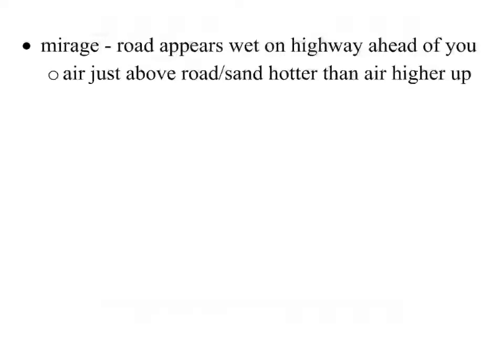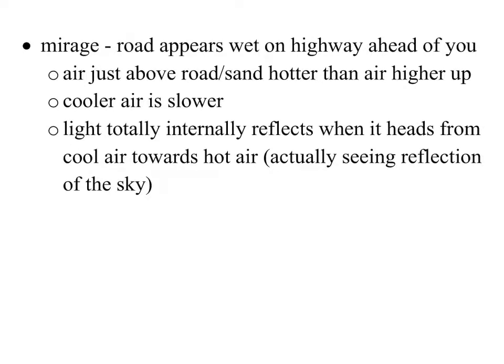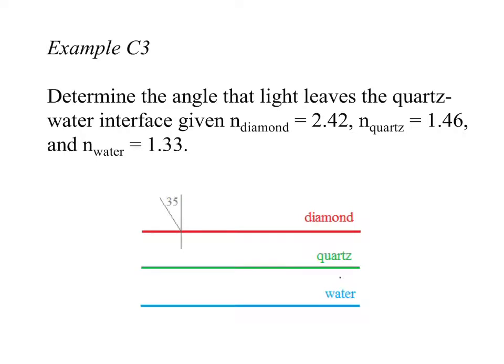That's because the air just above the road is hotter than the air higher up, because obviously the road is giving off a lot of heat. And cool air is slower, so the light coming from the sun is going from a slow medium to a faster medium, and if it goes at a certain angle that's beyond the critical angle with reference to your eye, then the light totally internally reflects when it heads from the cool air to the hot air. So all you're doing is seeing the reflection of the sky on the road, and that's why it looks wet. Then you get there and it's not wet anymore, but the stuff in front of you is wet, because it's all about the angle you're looking at it from. The road right in front of you is smaller than the critical angle, so you're fine, but then you look ahead and that's where you exceed the critical angle. So there you go. That's how mirages work.